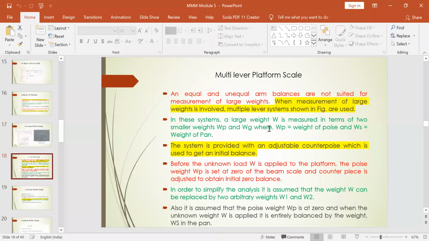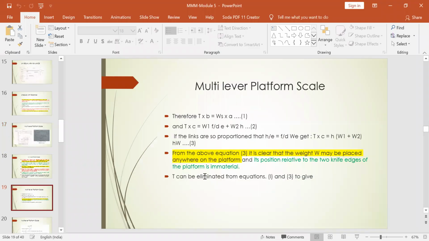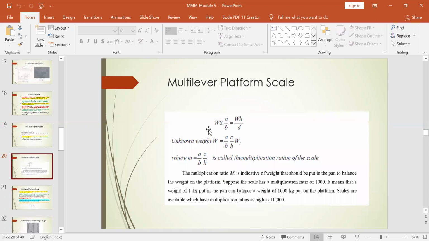So that's what has been explained, and hence the value of T can be eliminated from both equations 1 and 3. When you eliminate the value of T, the equation gets reduced in this way. From that we can determine the value of the unknown weight. So the unknown weight will be determined from this equation. This equation is also called the multiplication ratio of the scale. The multiplication ratio is represented from here onwards as M.